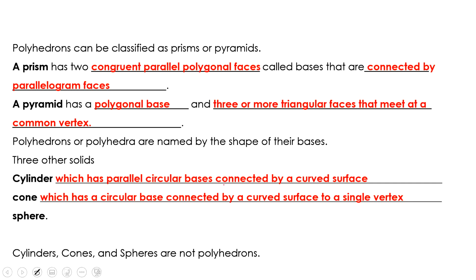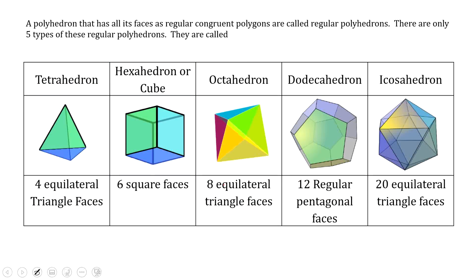The other three solids that we know of are a sphere, which is basically just a ball. There's also a cylinder, which is a circular base connected by what works out to be, typically, a rectangular surface for the sides. And then the other one is a cone, which is similar to a pyramid, but it has a circular base connected by a curved surface, which is kind of harder to describe. And then they're not polyhedrons. Polyhedrons are only the polygonal ones. Here are some common, what they call regular polyhedrons.